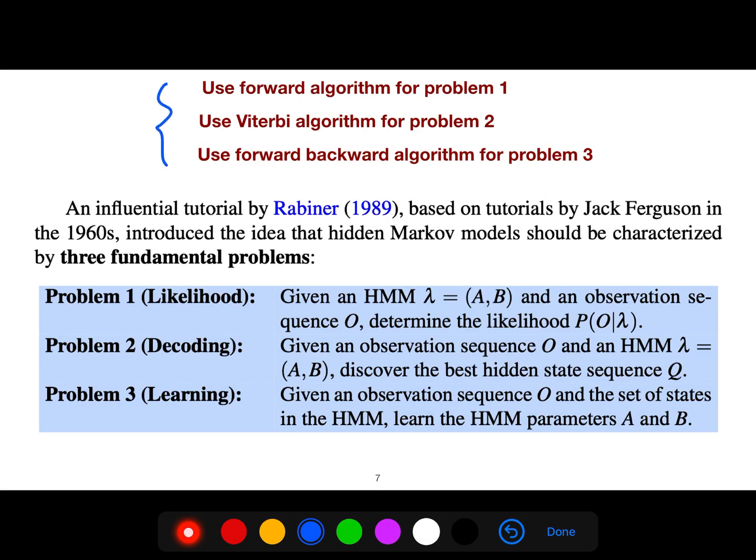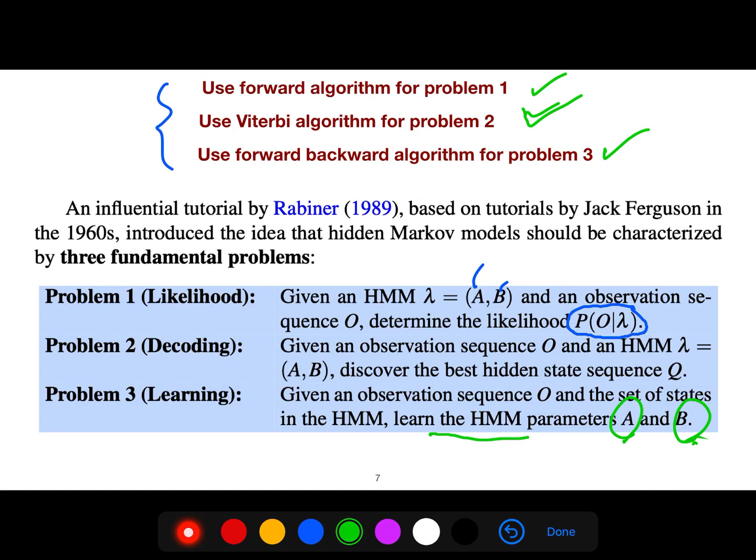And here we have three problems. Forward algorithm, because when you want to know the probability of an observation, for example a sentence, given your model. Lambda is the parameters of the model. As I said, A is transition, B is emission probabilities. The second one is the Viterbi algorithm, where we want to discover the best hidden state sequence. And the third problem is you want to learn the parameters of your transition and emission probabilities. So we will go through them one by one, and we will solve them.